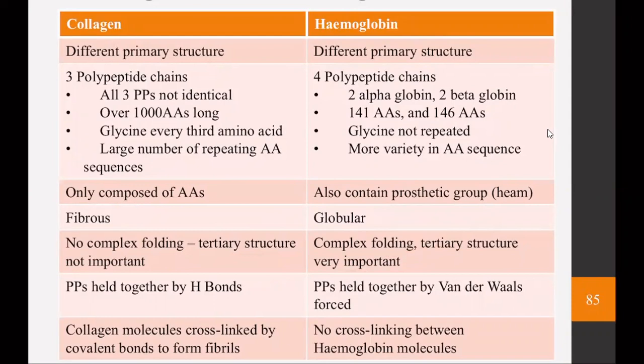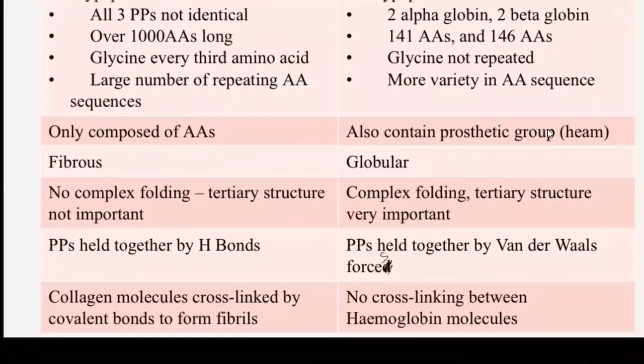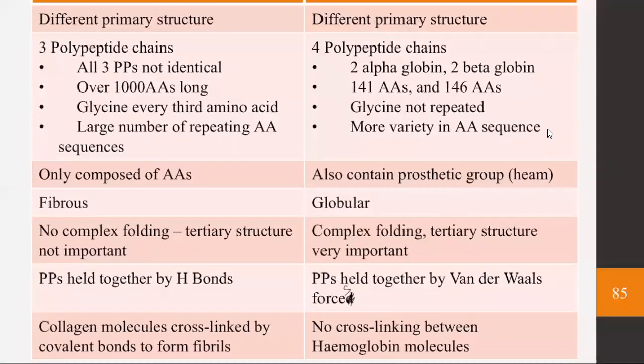In collagen, the polypeptide chains are held together by hydrogen bonds. In hemoglobin, ये मैंने आपको नहीं बताया था, but I'm sharing this point right now, that the polypeptide chains, the alpha chains and beta chains, they are held together by van der Waals forces. I'm not going to go into the details of van der Waals forces. आप इसको सिर्फ remember कर लो. अच्छा, it's forces, sorry, not forced, forces. Collagen molecules, individual collagen molecules are cross-linked by covalent bonds to form fibrils. There is no cross-linking between hemoglobin molecules.